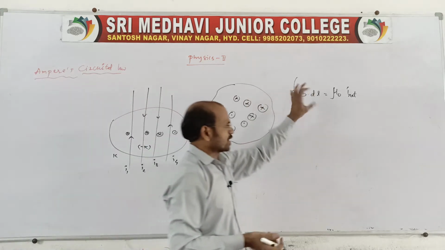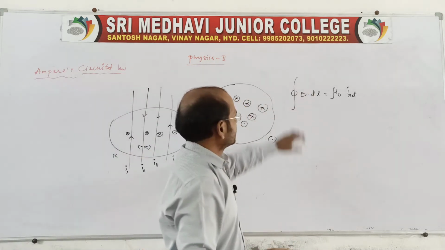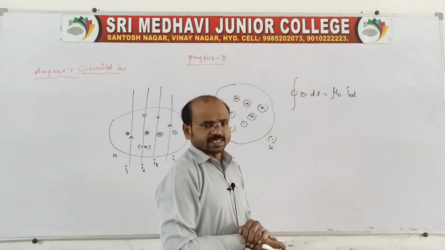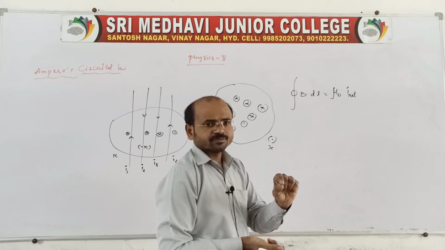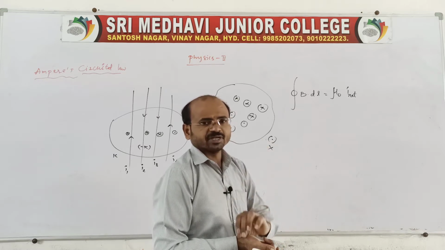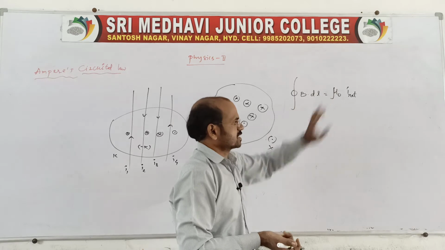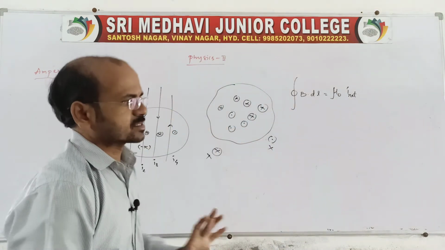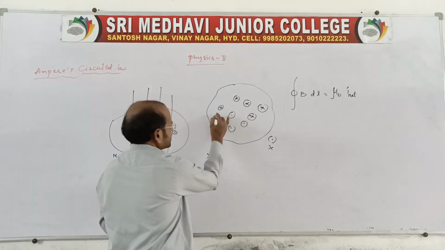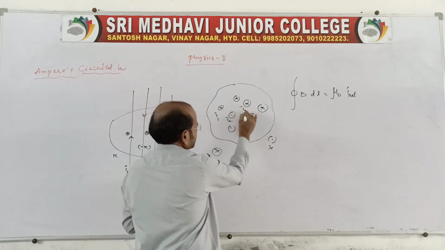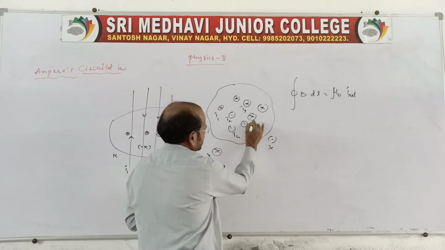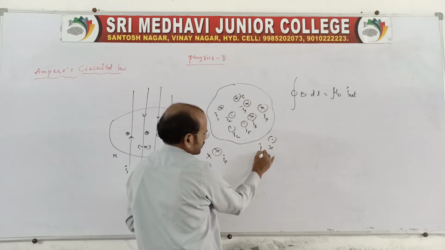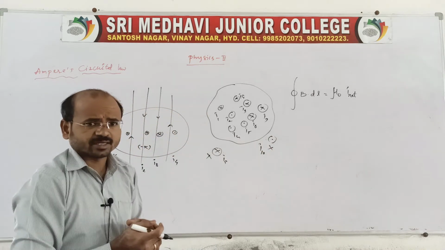So according to Ampere's circuital law, in a given closed loop, the closed integral of B dot dl, that is the line integral of the magnetic field induction and the length of the conductor, is equal to mu naught times the net current. Net means I1, I2, I3, I4, I5, I6, I7, I8, I9, I10. There are 10 current carrying conductors.